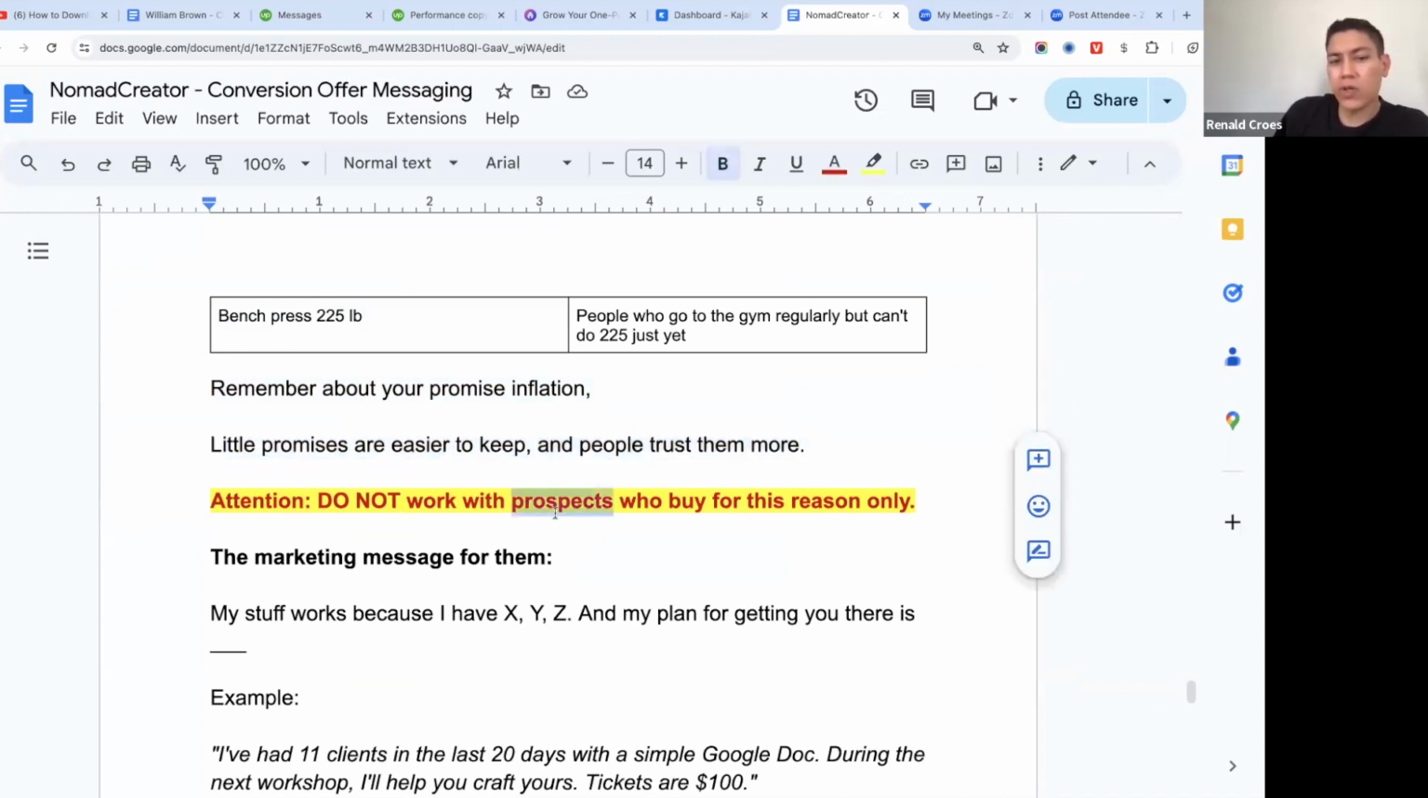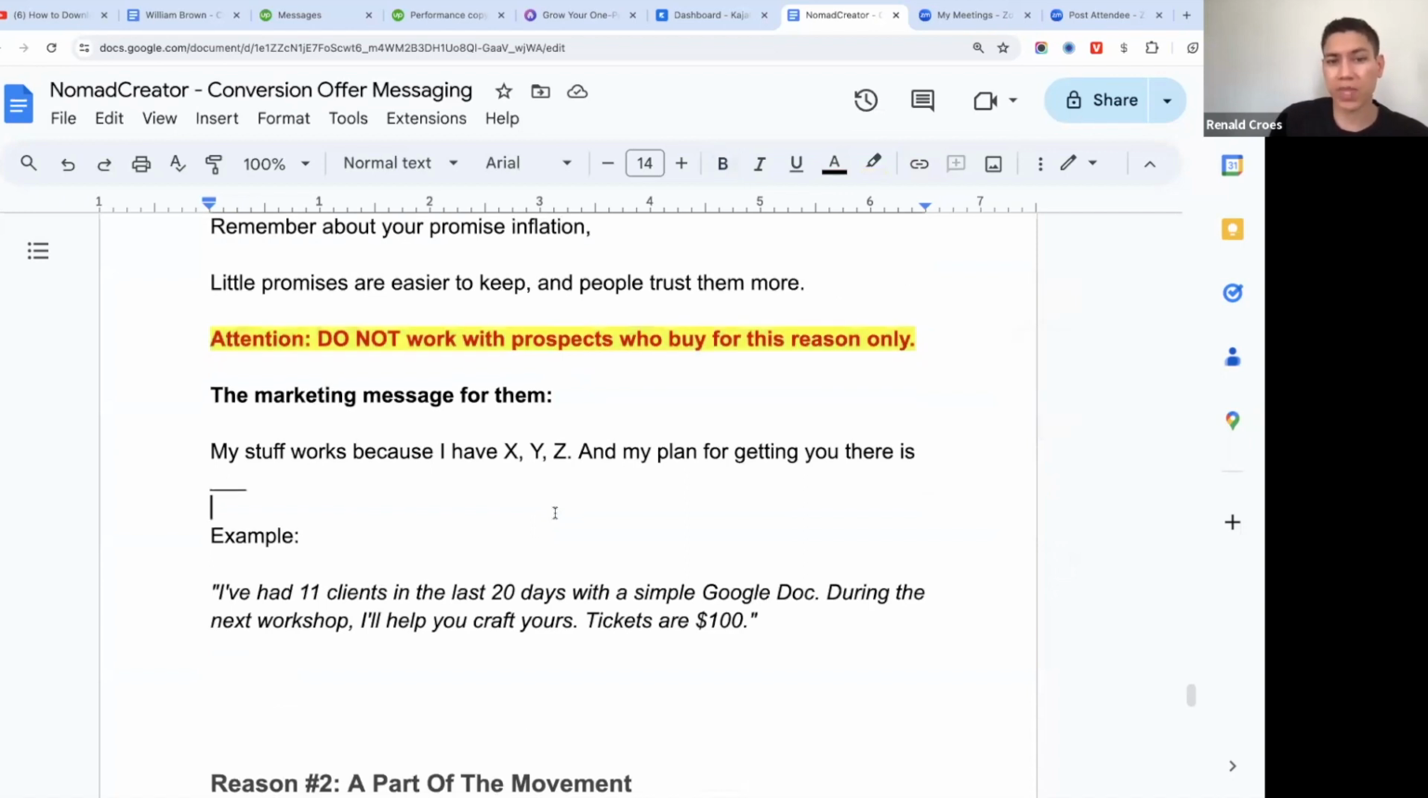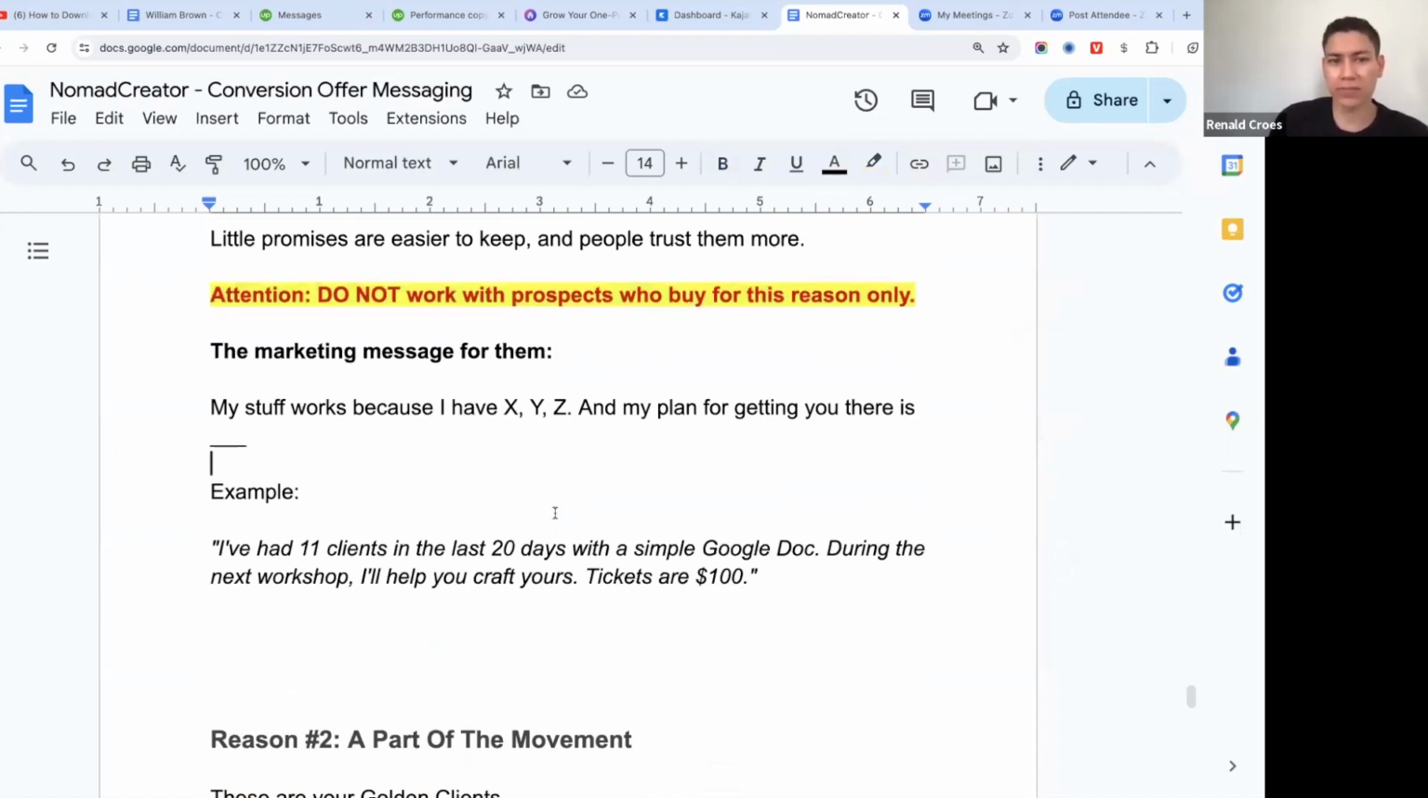And it says here, do not work with prospects who buy for that reason only, just making money to money, okay? So if you get that because you're posting too many income claims, it will be a mess. I know this because affiliates are like this most of the time. They only buy because they want a quick buck. They don't care about the audience. They don't care about the people. They only care about making money. And that becomes a problem for you if you are having that messaging, okay?